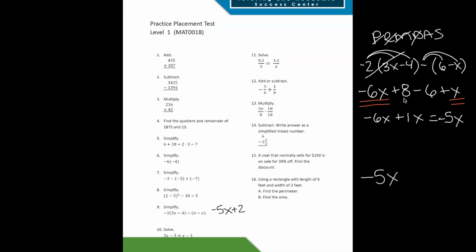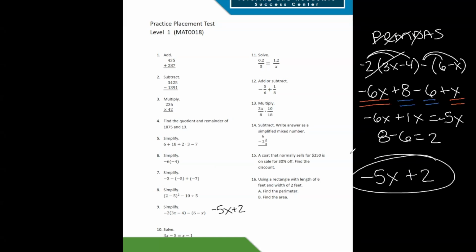Then we're going to go to the rest of our expression, and we have 8 minus 6. When we do 8 minus 6, we get 2, which is a +2. So we'll add +2 to our answer.